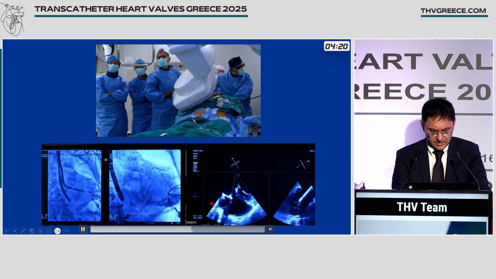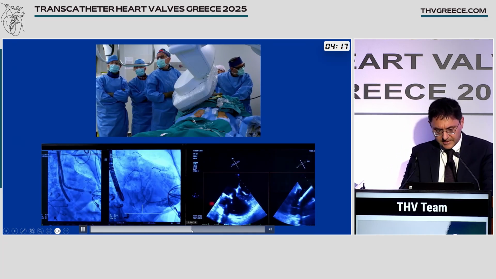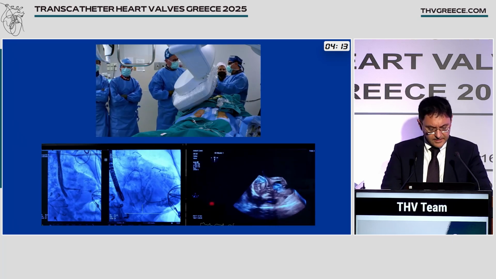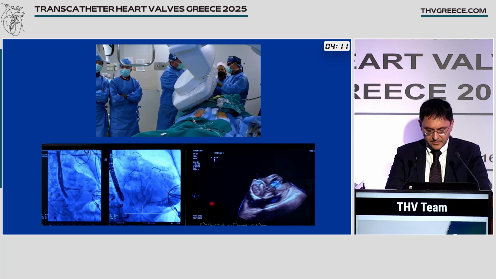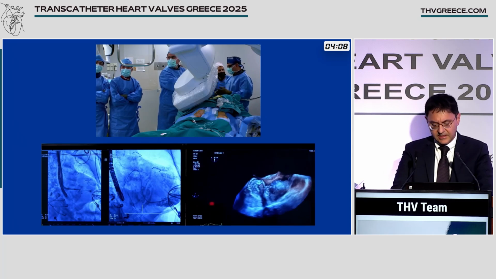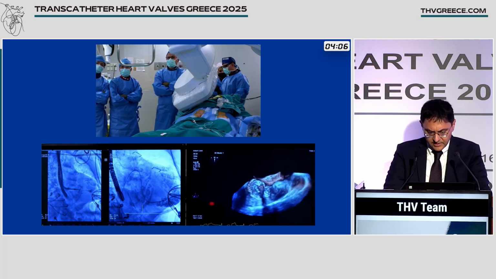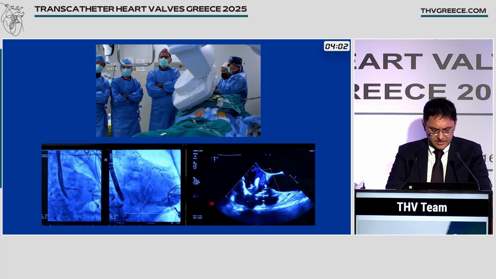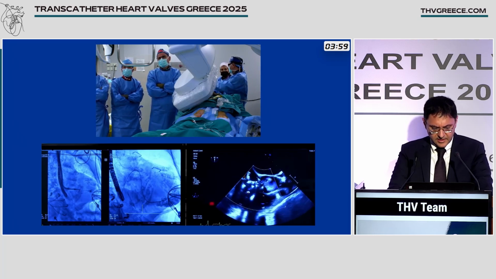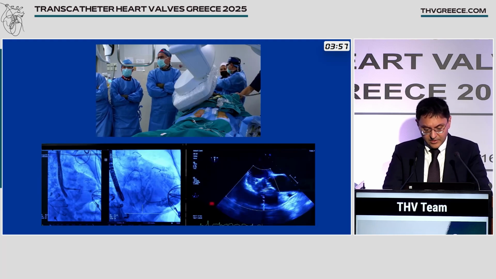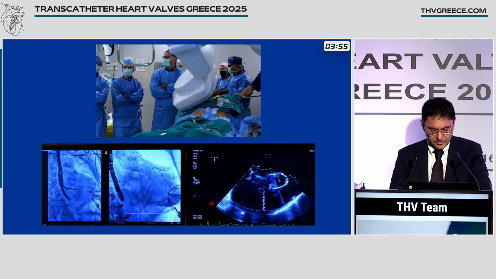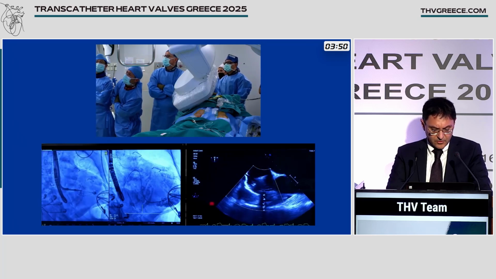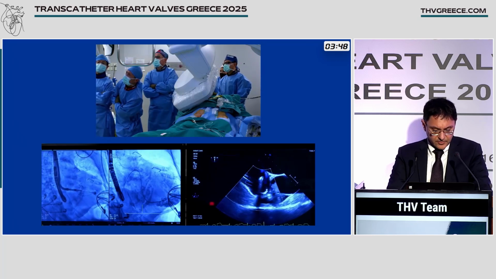And we see that now we're satisfied with the leaflet positioning above the rabbit ears, and we have revealed the ventricular part of the valve. We see that the anchor is towards the septum, the interventricular septum, and we see also the nice movement of the two graspers.